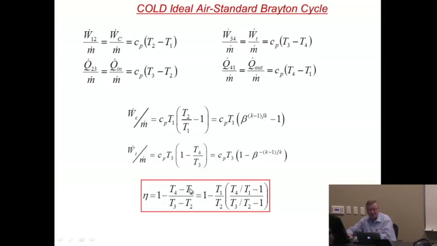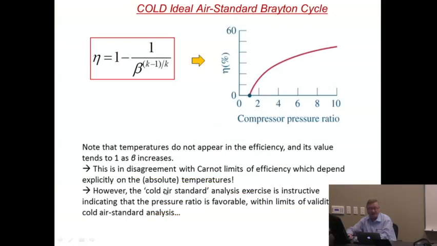minus (T4 minus T1) over (T3 minus T2). You can take T1 over T2 outside this equation, and you have then ratios of T4 minus T1 over T3 minus T2. You can derive your efficiency from just temperatures. That's nice. That means you can also replace it by simply this compression ratio, beta. Beta is P2 over P1.